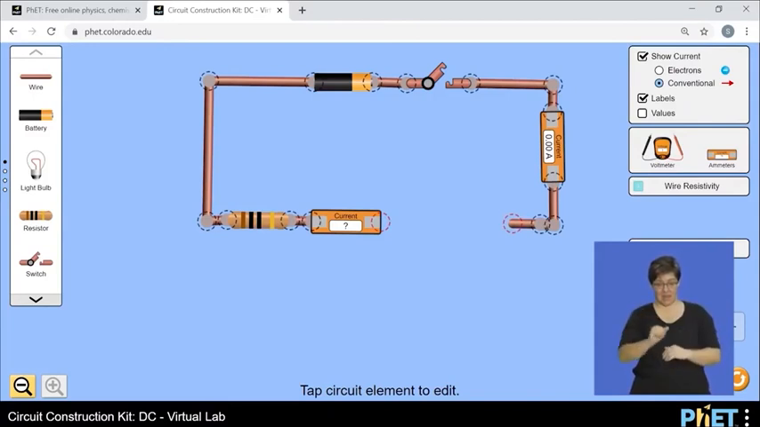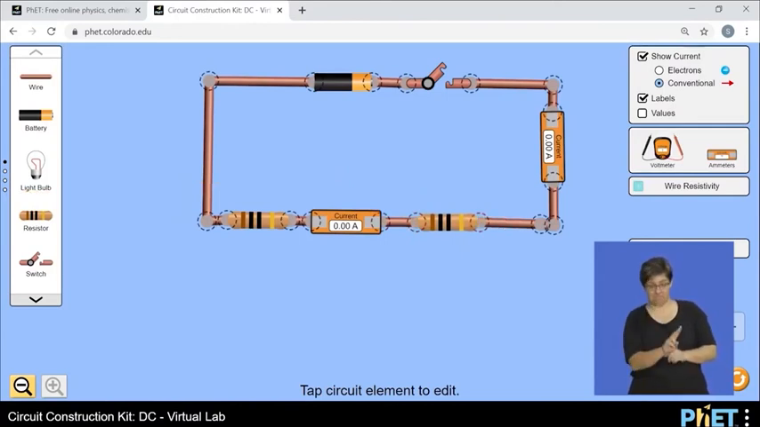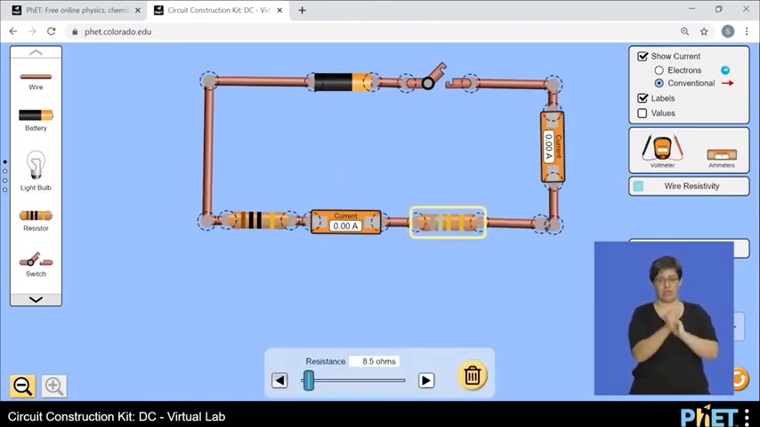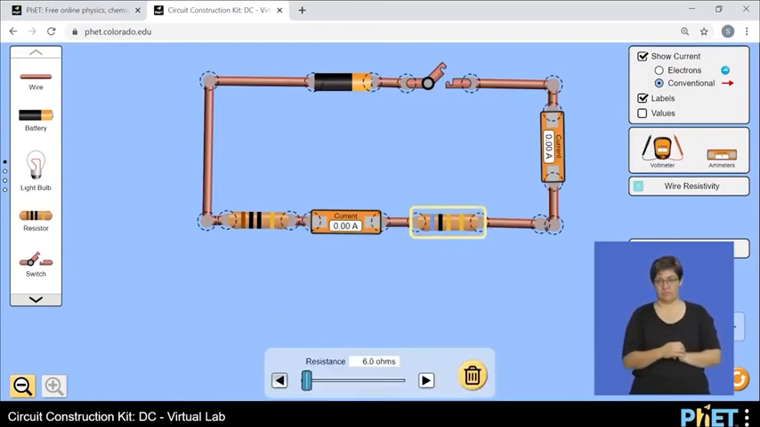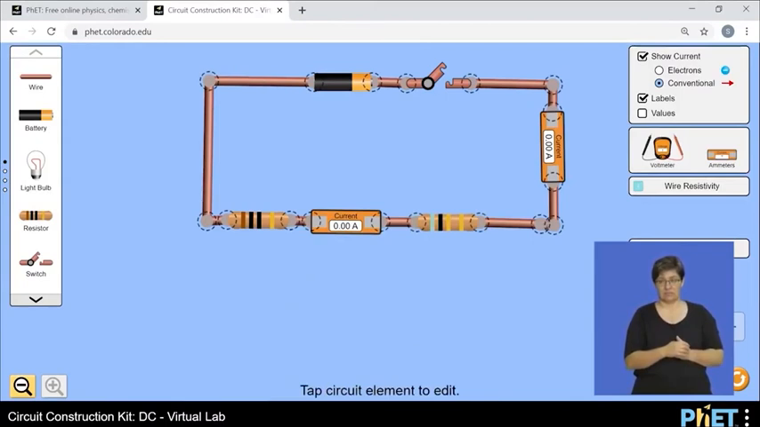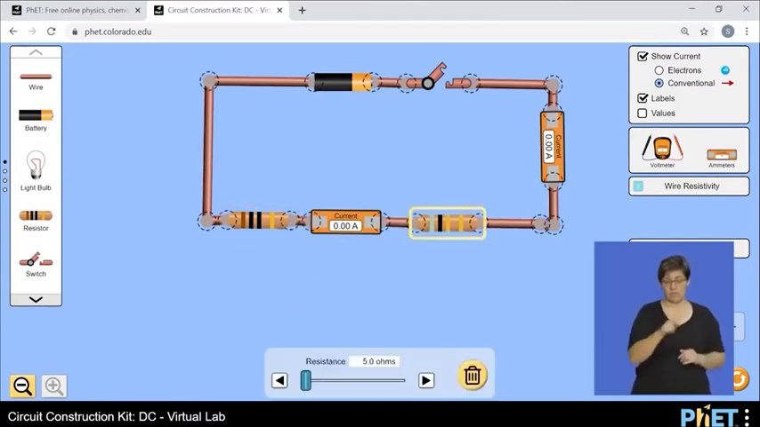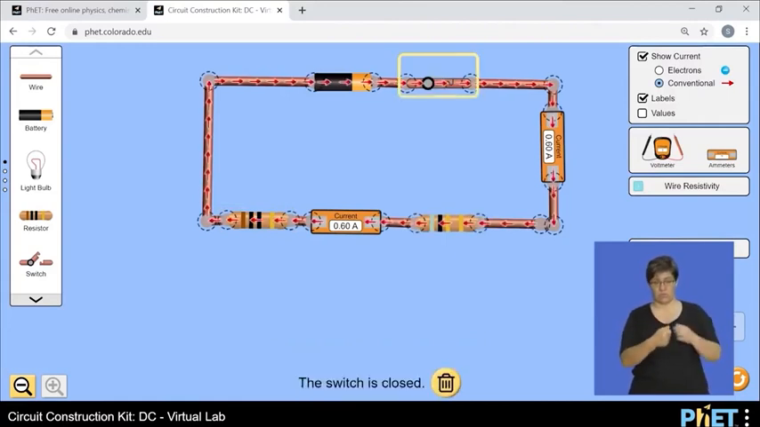What if we add R2, which is 5 ohms, which is half of R1? We want to make that observation, so we change it to 5 ohms. That's the circuit. R1 is 10 ohms, R2 is 5 ohms. Let's close the switch. Now the current has dropped to 0.6 amperes.